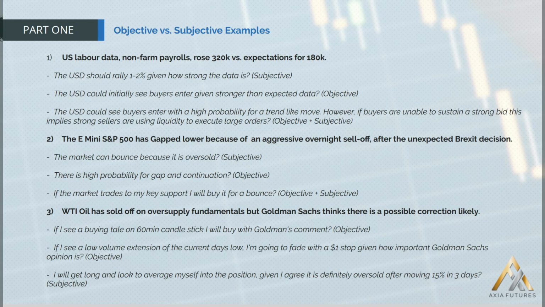But note how we're being objective first and foremost with a little bit of subjectivity. So what we're saying is the dollar could see buyers enter with a high probability for a trend-like move. That's our objective statement. Our subjective statement is that if the buyers cannot sustain a bid, it means that sellers are utilizing the liquidity to execute large orders. Now this bit of subjectivity comes from experience in trading the markets over non-farm payrolls.